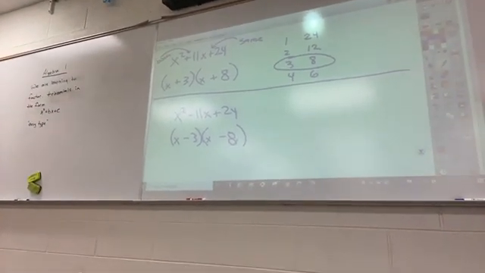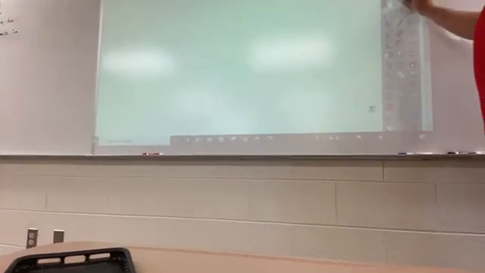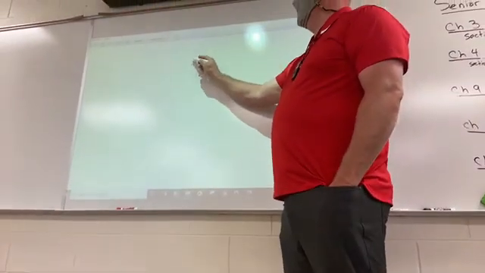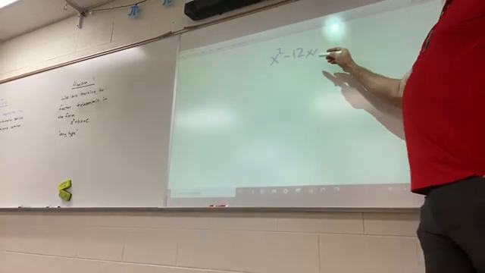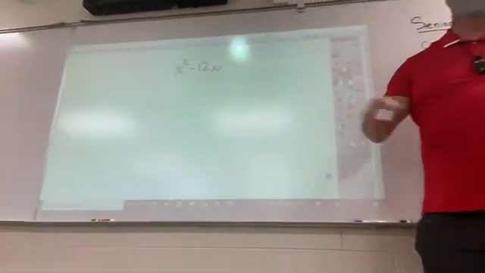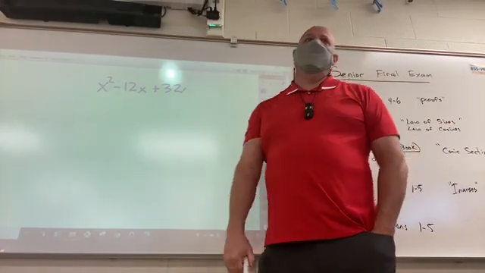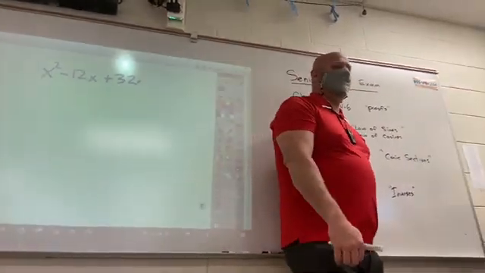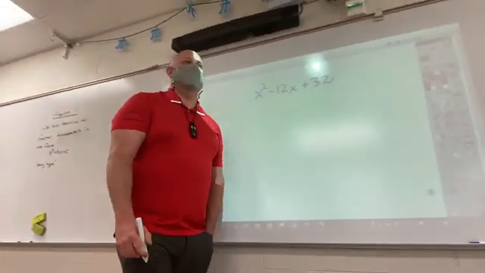Everybody take out a sheet of paper. Factor that. Go. X squared minus 12x plus 32.